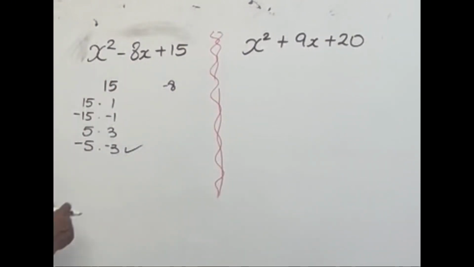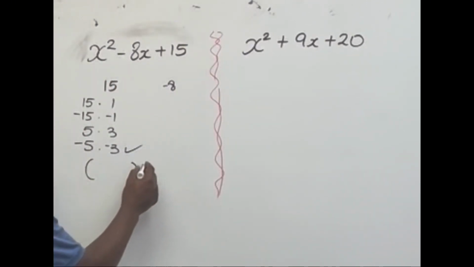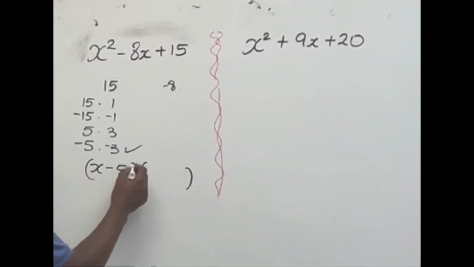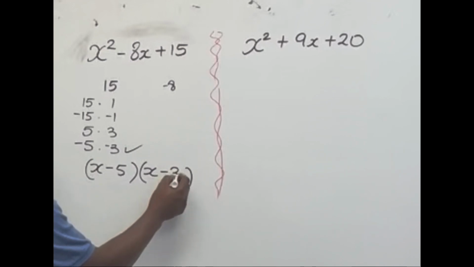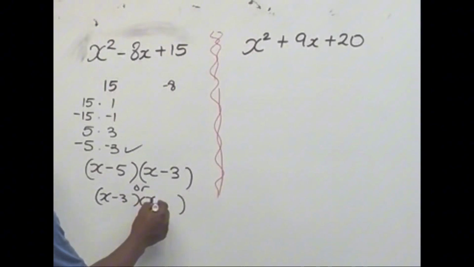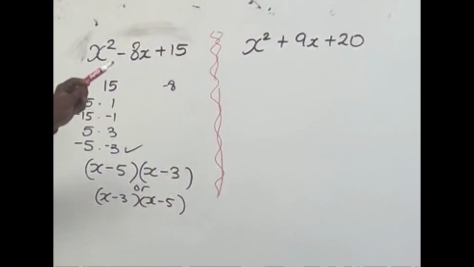B. So my answer will be x minus 5, x minus 3. Or you can also say x minus 3, x minus 5. You got it? Let's go to the next one. Is it the same thing?